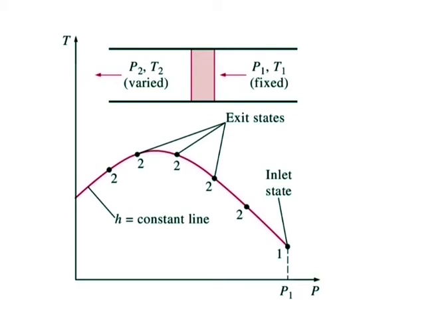A fluid at a fixed temperature and pressure T1 and P1, thus fixed enthalpy, is forced to flow through a porous plug, and its temperature and pressure downstream are measured. The experiment is repeated for different sizes of porous plugs, each giving a different set of temperature and pressure readings.